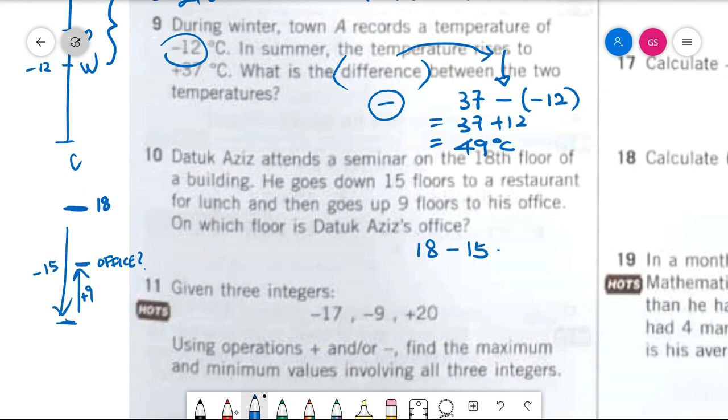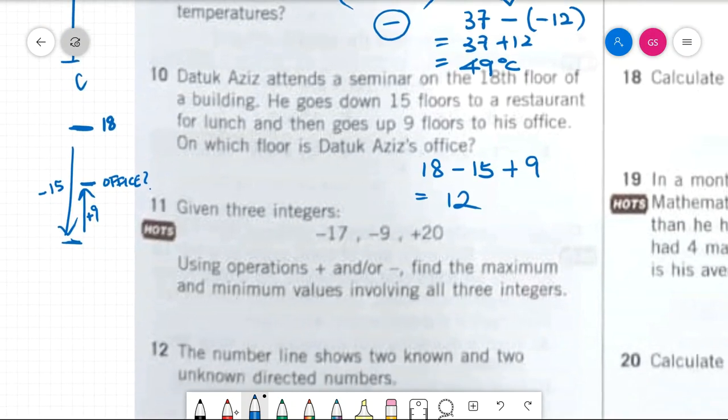Okay? Then he adds another 9 floors up. So we will do 18 minus 15 is 3. 3 plus 9 will give you 12. Okay? So that's where the catch is, the minus sign of the 15. So let's see number 11.